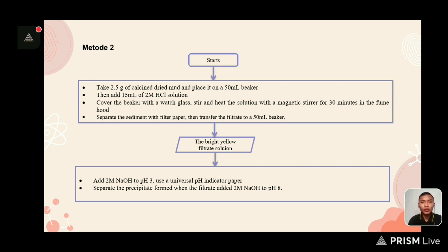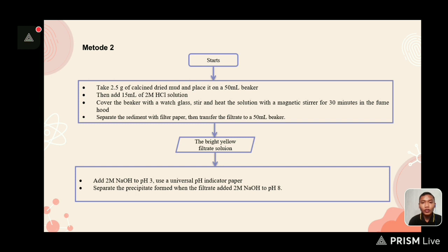Next, method 2. Take 2.5 grams of calcined dried mud and place it in a 50 ml beaker. Then add 15 ml of 2 mol HCl solution. Cover the beaker with a watch glass, stir and heat the solution with a magnetic stirrer for 30 minutes in the fume hood. Separate the sediment with filter paper, then transfer the filtrate to a 50 ml beaker. The product is a brick yellow filtrate solution.